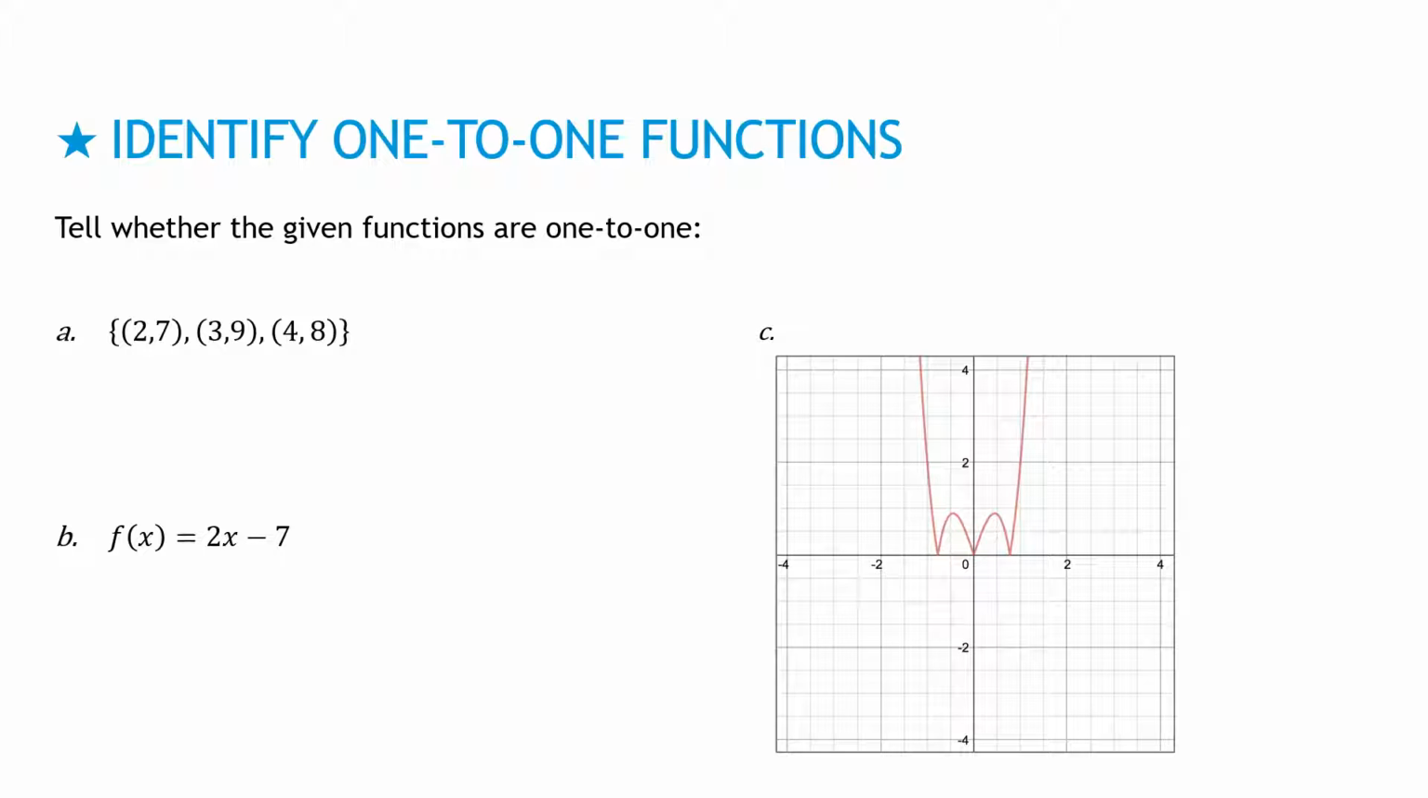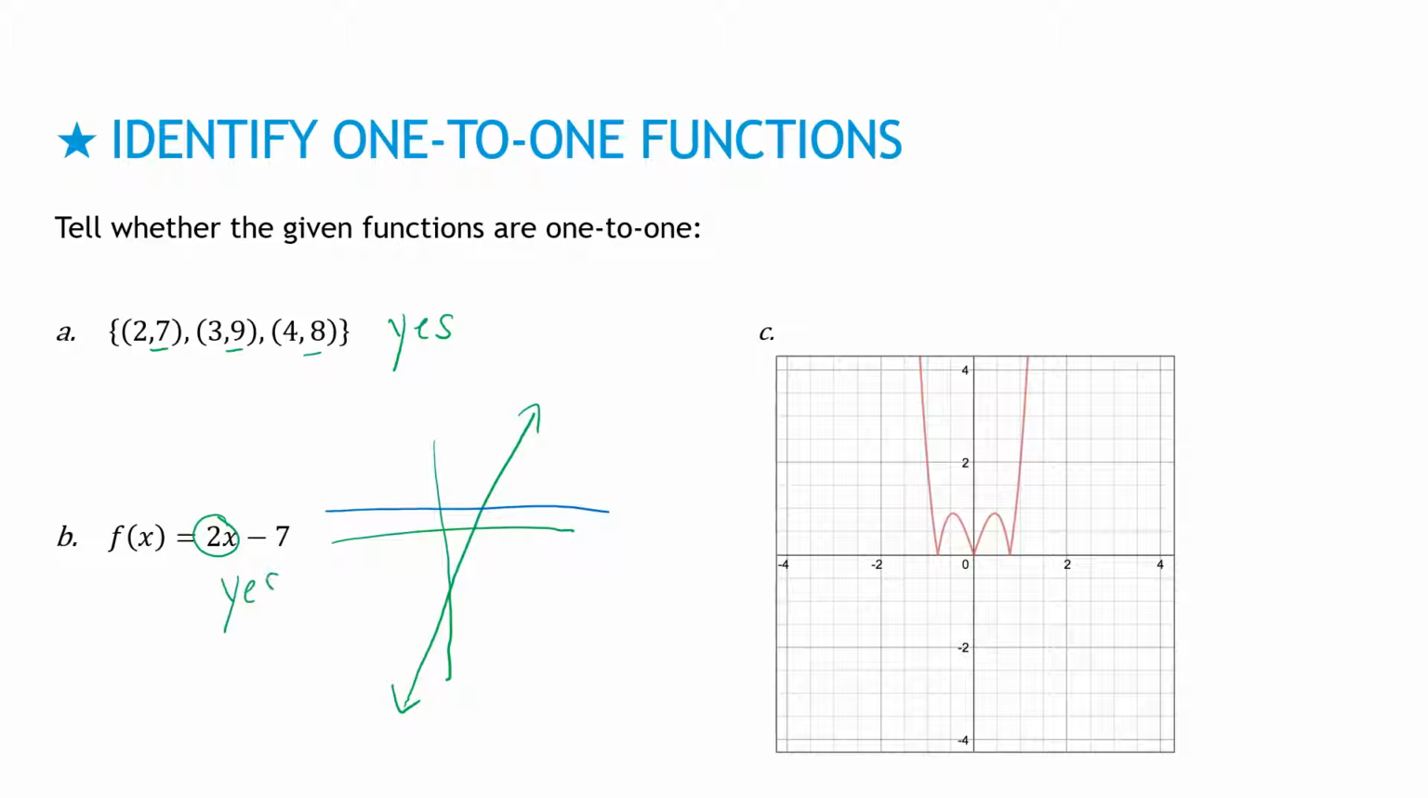So my first example, again, I'm looking at my y values, and because I don't have any repeated y values, then I know we're okay. This is one-to-one. For b, hopefully we recognize this as a linear function. It would go through -7 and have a slope of 2, so it would look roughly like this. And we can see, of course, that that would pass the horizontal line test quite easily. So that would also be a yes.